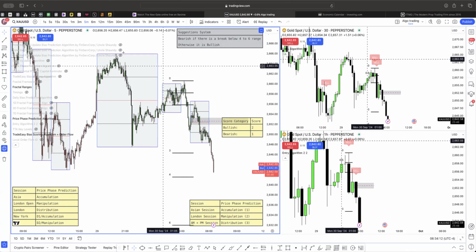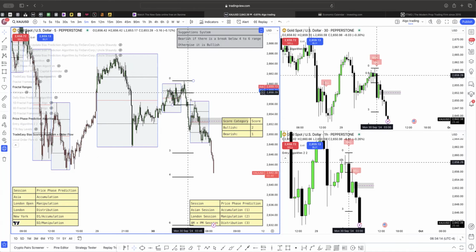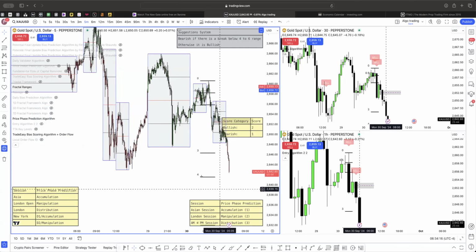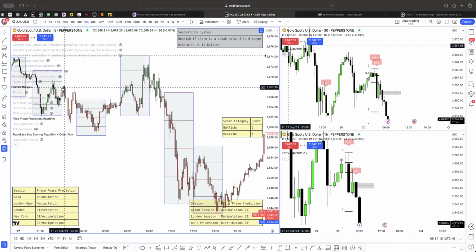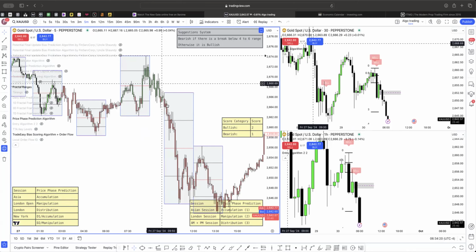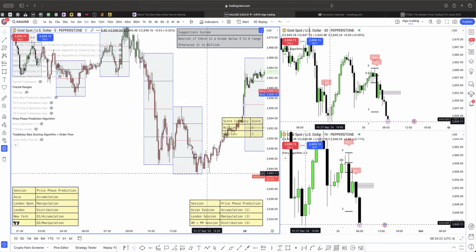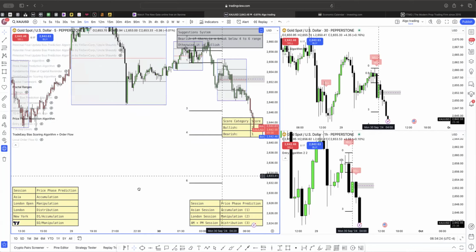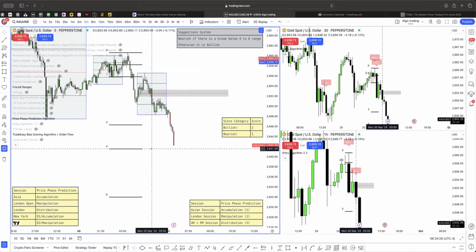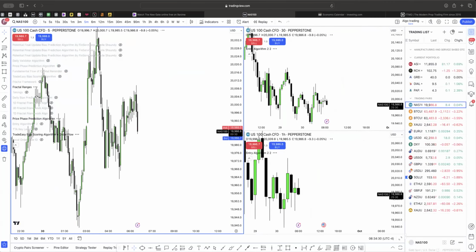Because if London session was a bearish manipulation, this is going to be a sell, right? Now you can see here, bearish sold off, bullish went up, and then suddenly bearish we came down. There. And now we're going to hit full take profit. Okay. So finish that. Let's go and check NASDAQ.